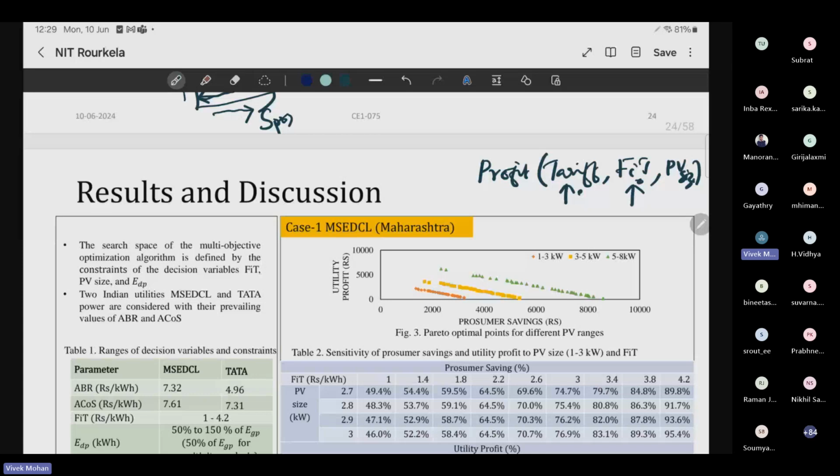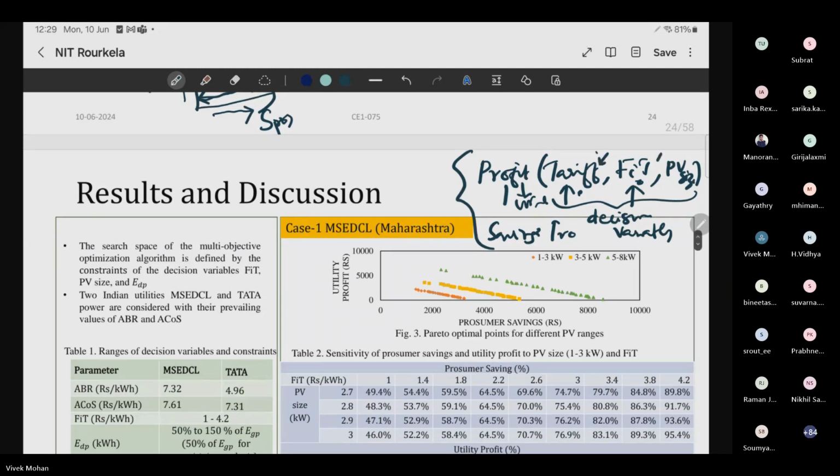Say we are selecting these three as the decision variables, and formulating the objectives, profit and savings: savings of the prosumer and profit of the utility. Now you are Pareto optimizing them, you will get the tariff value, feed-in tariff value, and PV size values at which the prosumer and the utility are in a win-win situation. Win-win situation in the sense we have a compromise solution.